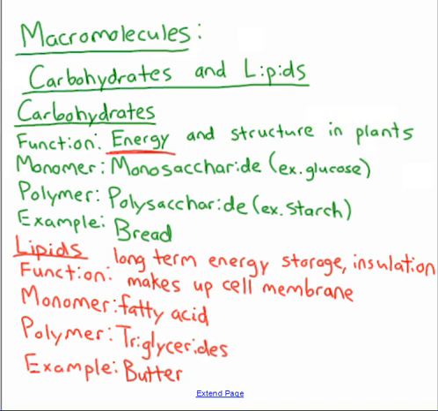Our monomers, or little tiny Lego pieces, are going to be fatty acids, and they're going to work together, build together to make the polymer, which is a triglyceride.